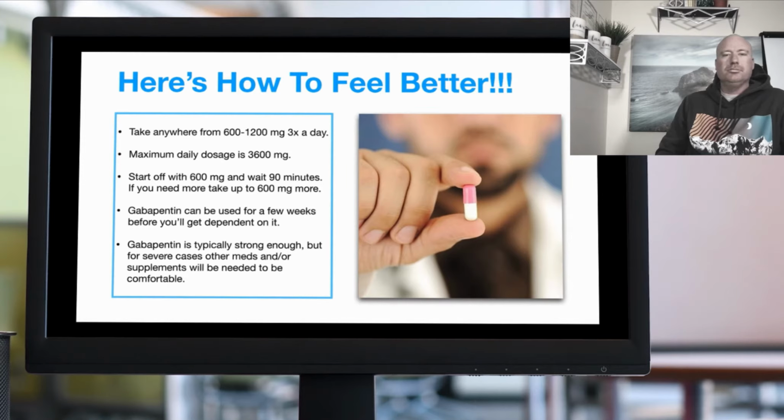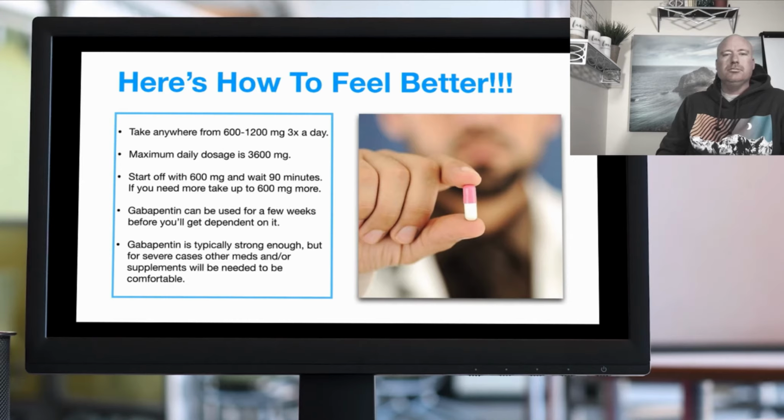Now, you could taper off of the medication and that would prevent the withdrawal symptoms. But typically I see people getting really good benefits from this by taking it for maybe 4 to 7 days for the acute withdrawal coming off short-acting opioids, and maybe 7 to 10 or 14 days coming off the long-acting ones. So gabapentin, in most cases, this medication at these dosages is typically strong enough to make you feel comfortable while you're getting off opioids at home, or at the hospital if you're taking it at a detox facility. But for severe cases, other meds and or supplements are going to be needed to feel comfortable.